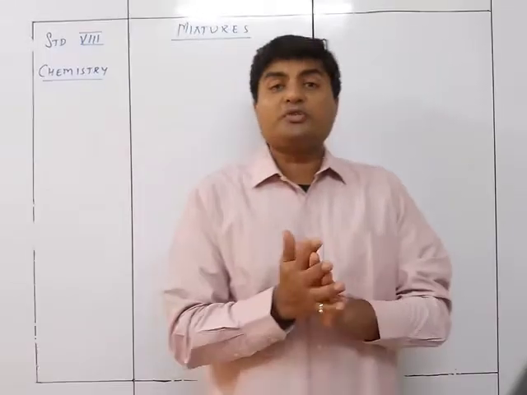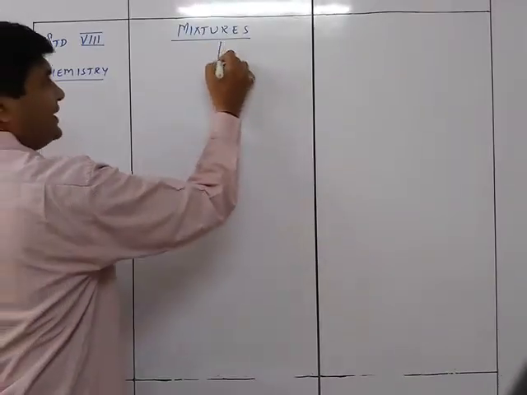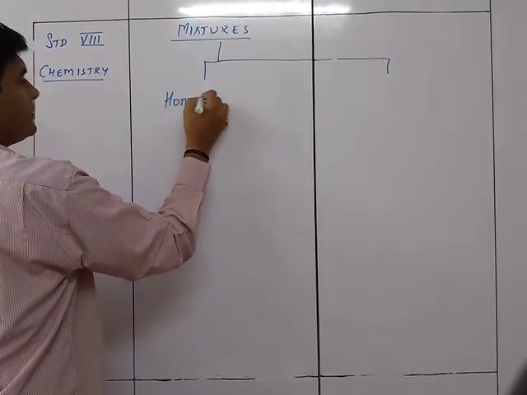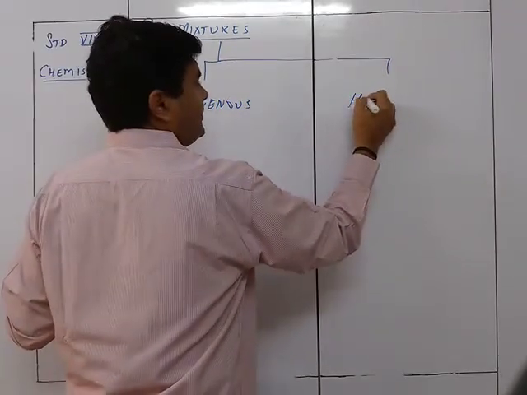Yeah, a homogeneous mixture and a heterogeneous mixture. So we can see that the mixture is divided into two parts. One is homogeneous and the other is heterogeneous.